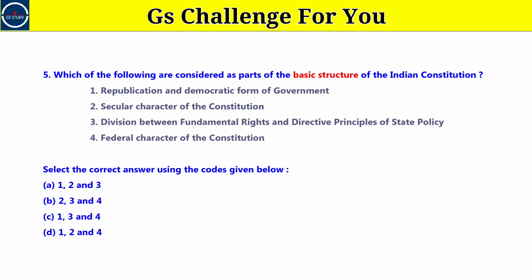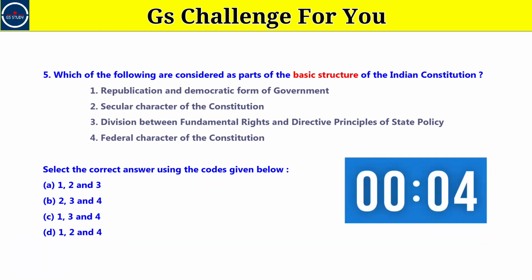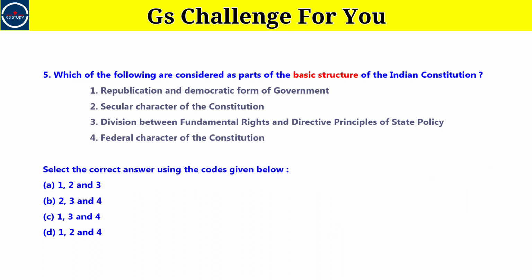A. 1, 2 and 3. B. 2, 3 and 4. C. 1, 3 and 4. D. 1, 2 and 4. Correct answer: D. 1, 2 and 4. Republican and democratic form of government, secular character of the Constitution, federal character of the Constitution.